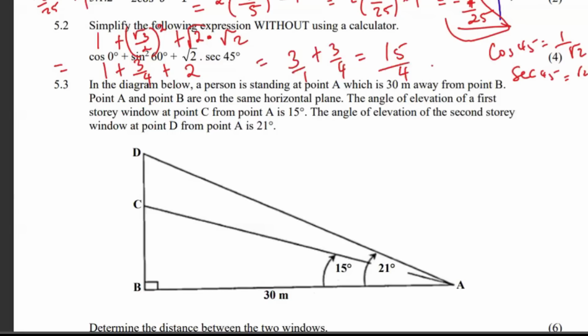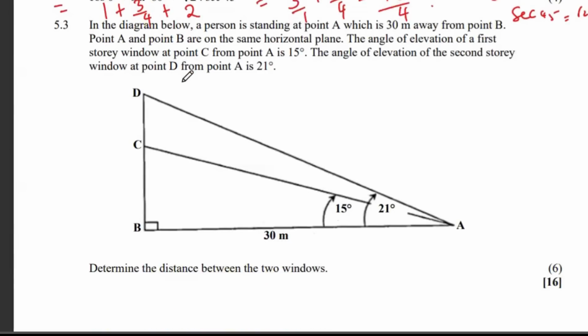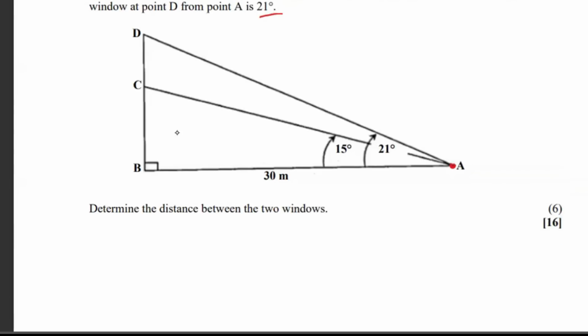So that is what we are getting as the answer. Then 5.3, which is also the application of the 2D trig, elevation and depression. So in the diagram below, a person is standing at a point A, okay, which is 30 meters away from B. They told us that. Point A and B are at the same horizontal. The angle of elevation of the first one is 15. And then the angle of elevation of the second one is 21, okay. Then they want us to get the distance between the two windows. So this is a window, this is also a window. They want us to get this distance.